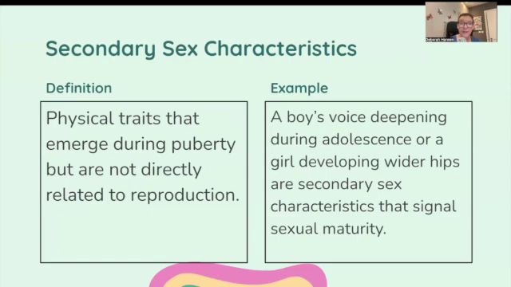Secondary sex characteristics, physical traits that emerge during puberty that are not directly related to reproduction. So a boy's voice might deepen during adolescence, or a girl develops wider hips. These are secondary sex characteristics that signal sexual maturity.